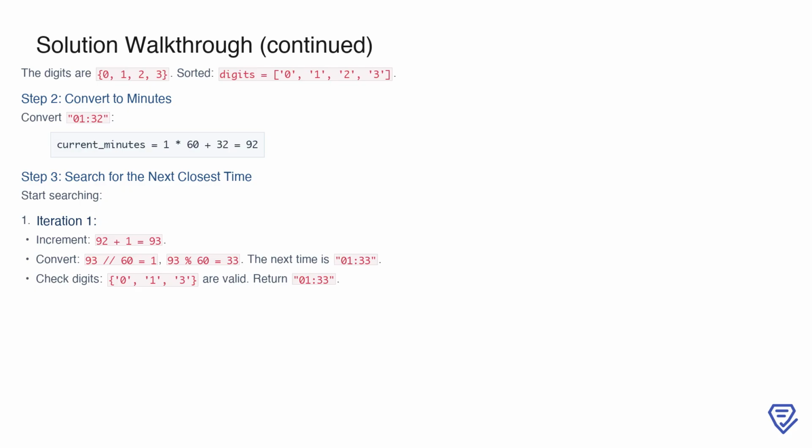After one increment, the time becomes 93 minutes, which corresponds to 1:33. Checking the digits in 1:33, we see that they are 0, 1, and 3, all of which are in our valid set. Since this time meets all the criteria, we return 1:33 as the next closest valid time.